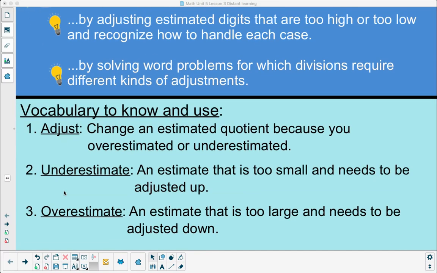What exactly is an adjustment? What vocabulary words should you know and use? Adjustment is a change in estimated quotient because you overestimated or underestimated. Underestimate is an estimate that is too small and needs to be adjusted up. An overestimate is an estimate that is too large and needs to be adjusted down. We need to adjust our quotient because we cannot change the divisor.